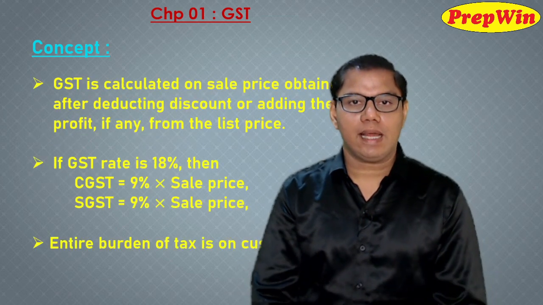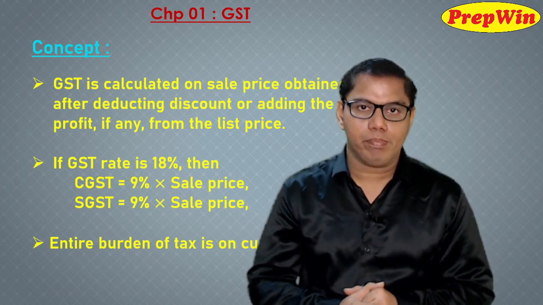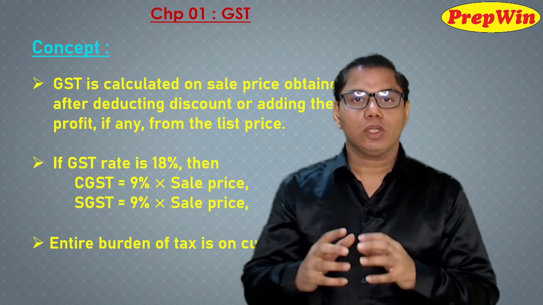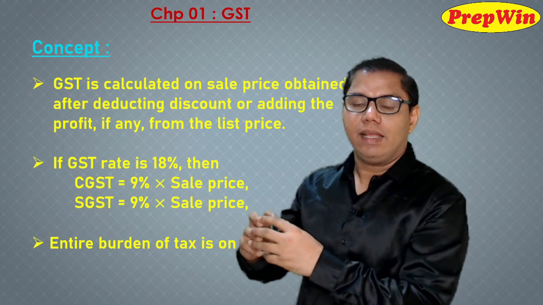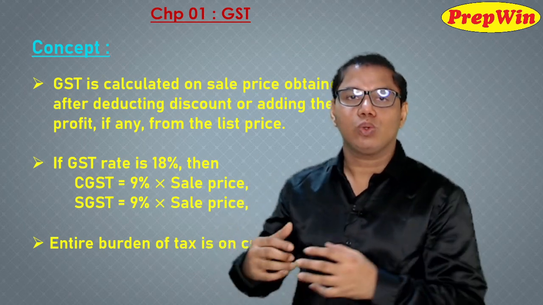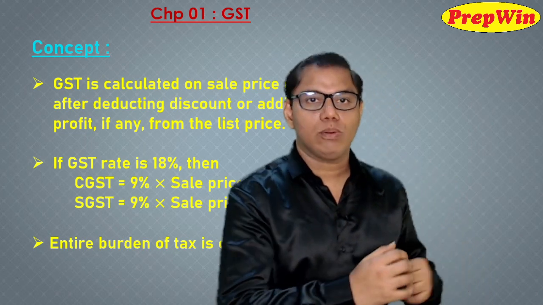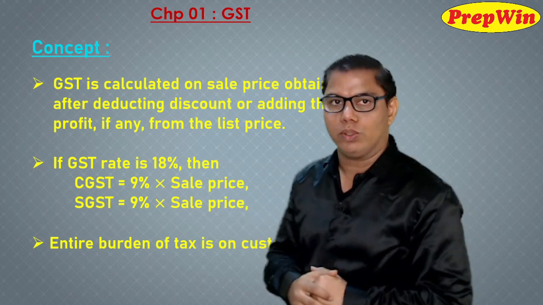You need to understand that GST is never calculated on the printed price, that is the price which is printed on the product. So the shopkeeper prints a certain price on the product and then he offers a certain discount. That discount has to be deducted so as to find out the sale price, and GST will be calculated on the sale price as it is written over here. You can go through this.